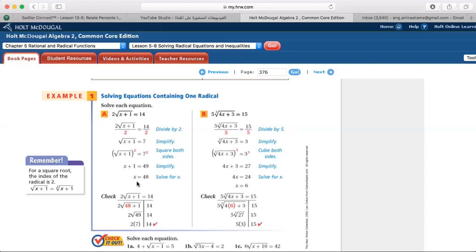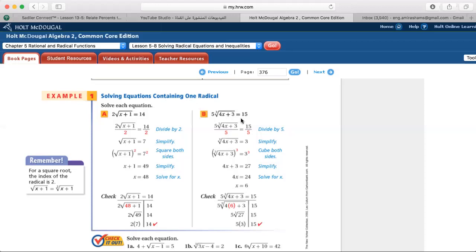I want to check my answer. I will substitute x by 48. So 48 plus 1 is equal to 49. Square root of 49 is 7. 2 times 7 is equal to 14. Yes, correct. B. 5 multiplied by the cubic root of 4x plus 3 is equal to 15.